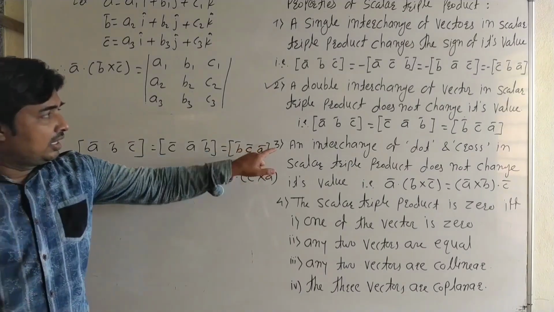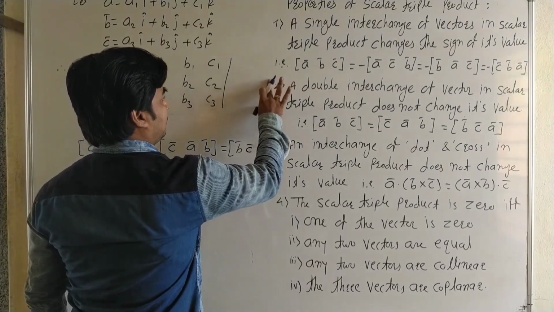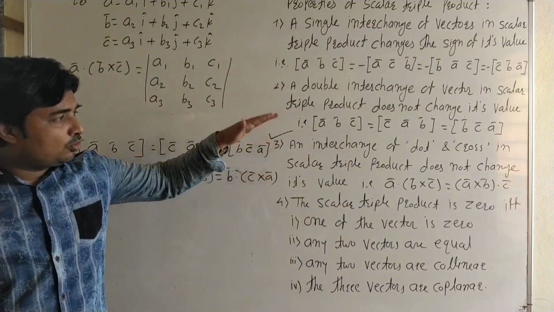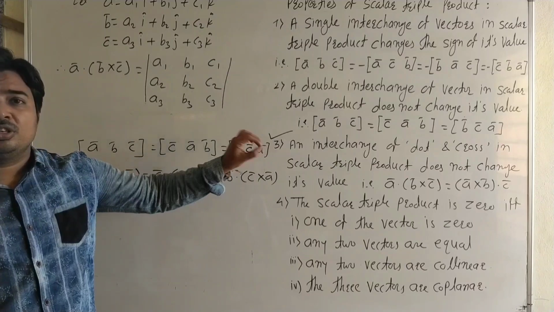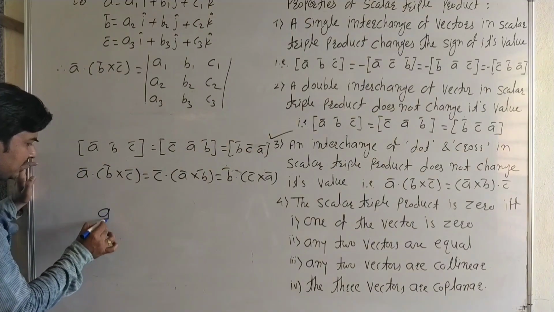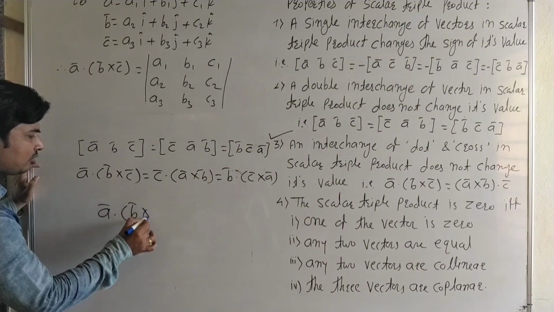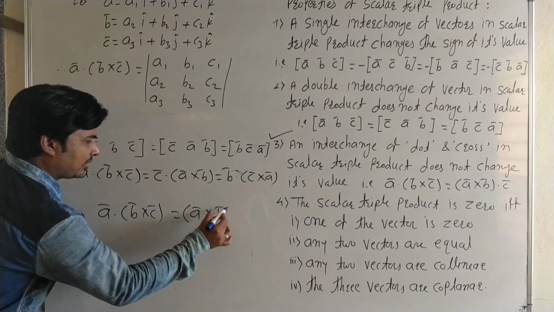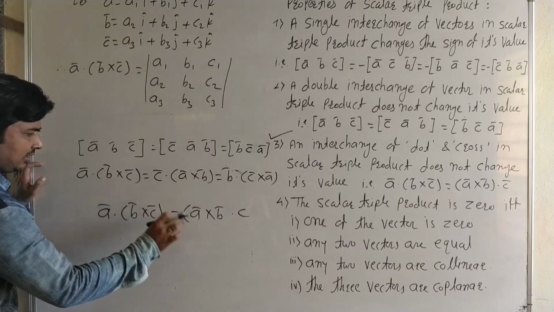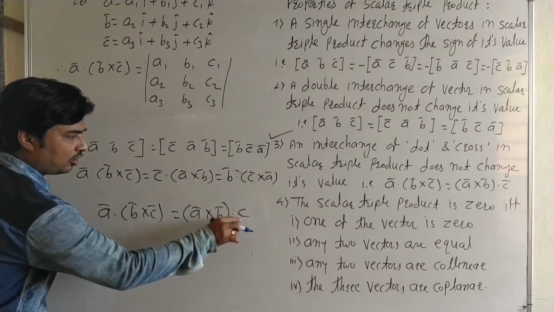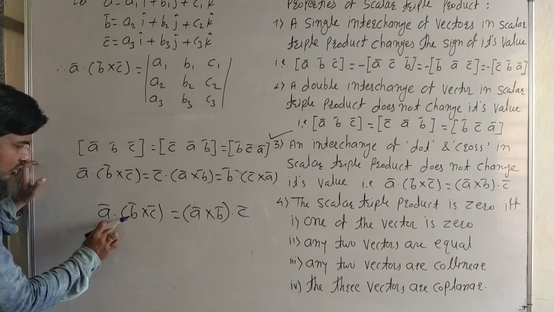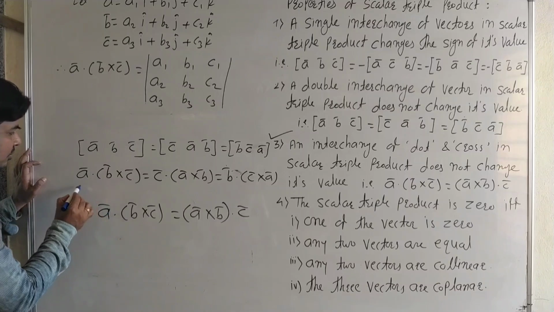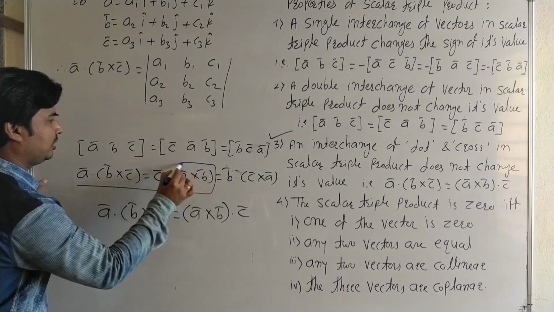Now it is the third property. An interchange of dot and cross product does not change its value. Scalar triple product, it is A bar dot B bar cross C bar. We can write here A bar cross B bar dot C bar. That means we can interchange dot and cross product, and by using this we can prove it.